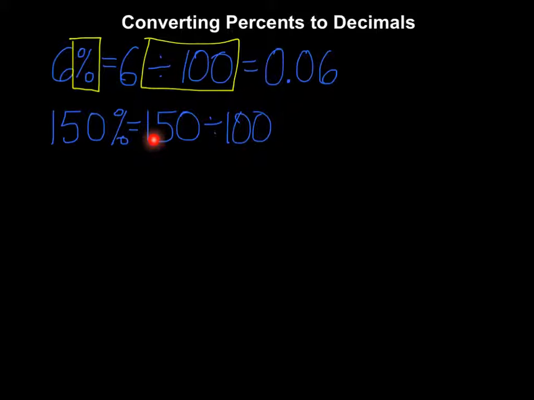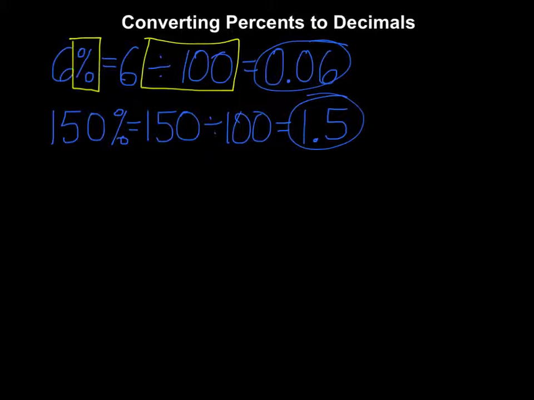So my answer is 1.50, but I don't need this extra 0, so I'm going to drop it off before I rewrite it. And so my simplified answer is just 1.5. Oh, and let's not forget to circle our answers.